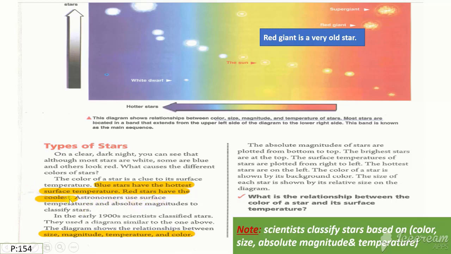Astronomers use surface temperatures and absolute magnitudes to classify stars. In the early 1900s, scientists classified stars. They used a diagram similar to the one above. The diagram shows the relationship between size, magnitude, temperature, and color.